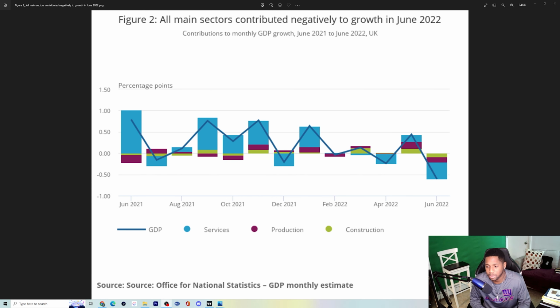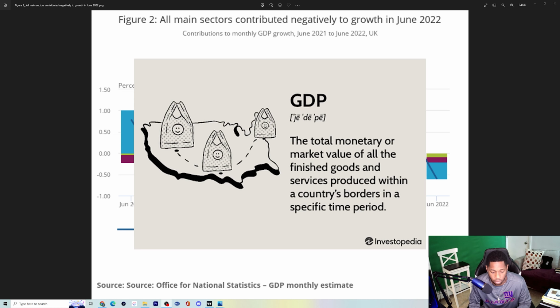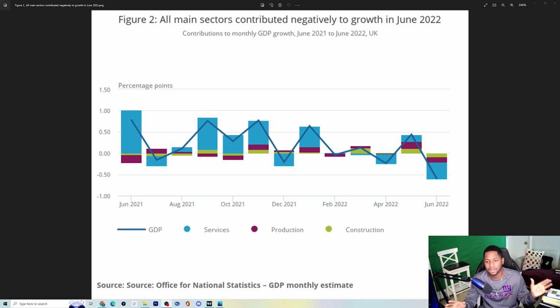I'm going to break this picture down in a second because this all has to do with the GDP, not GBP. GDP stands for Gross Domestic Product. It's a monetary measure of the market value of all the final goods and services produced in a specific time period. So this all has to do with the UK economy.